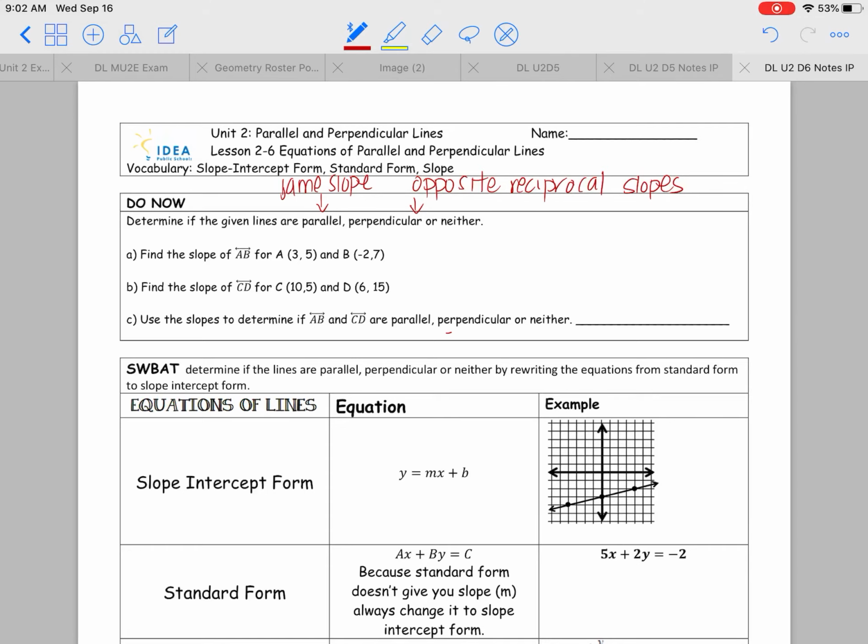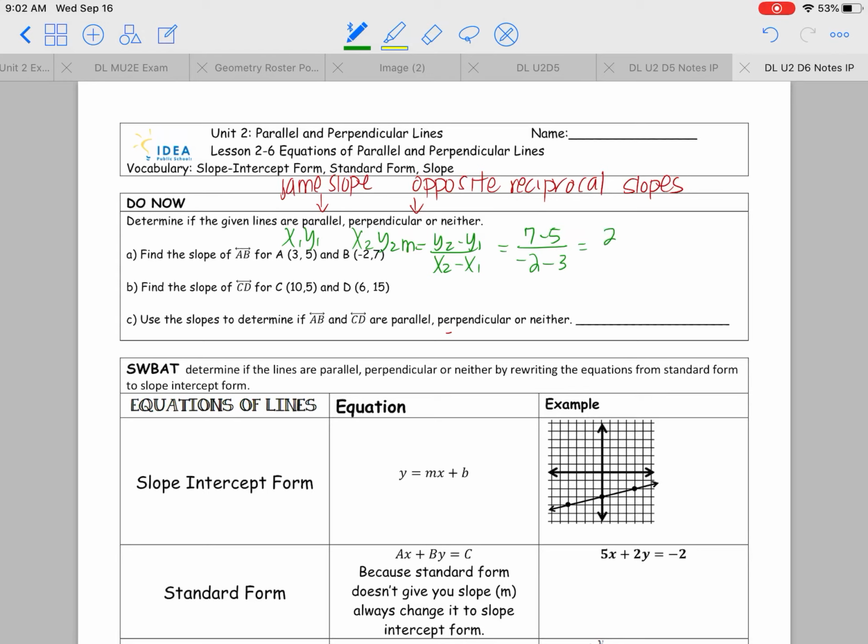Find the slope of AB for A at (3, 5) and B located at (-2, 7). The first thing that you have to do here is calculate the slope, but since you're given two ordered pairs, you will be using the slope formula to find that slope: y2 minus y1 over x2 minus x1. Let's label the points, x and y, x and y. This is my first point and this is my second point. Once you finish labeling them, then you need to come back and substitute. This is 7 minus 5 over -2 minus 3.